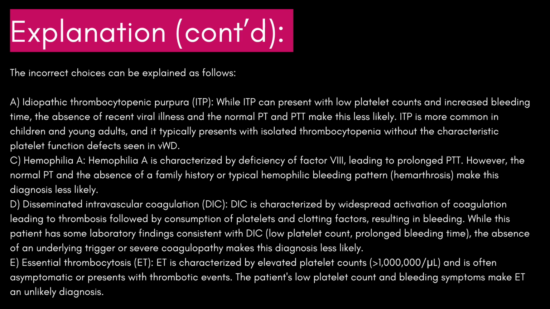All right, let's go ahead and see why the other answer choices are incorrect. The incorrect choices can be explained as follows. A. Idiopathic thrombocytopenic purpura, ITP. While ITP can present with low platelet counts and increased bleeding time, the absence of recent viral illness and the normal PT and PTT make this less likely. ITP is more common in children and young adults, and it typically presents with isolated thrombocytopenia without the characteristic platelet function defects seen in VWD.